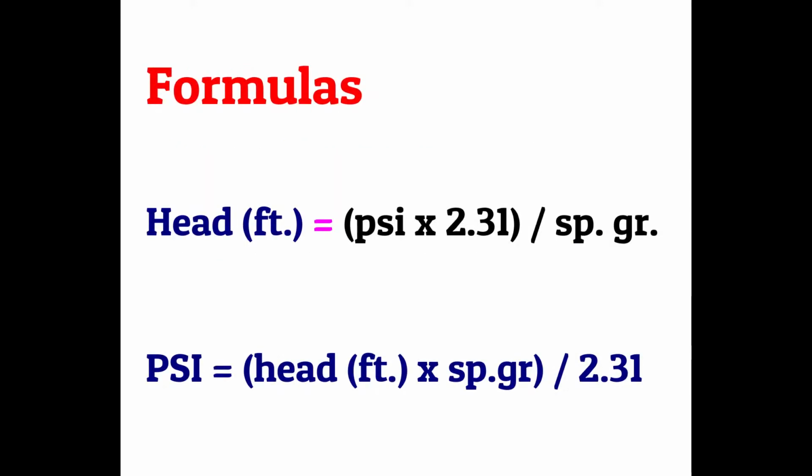Let's see the formulas for pump calculations. How to calculate the pump head. Head, feet, equals, psi x 2.31 / specific gravity. How to calculate the pump pressure. PSI equals, head, feet, x specific gravity / 2.31.